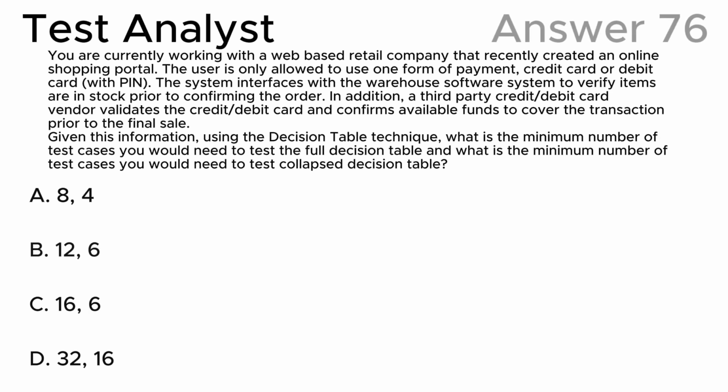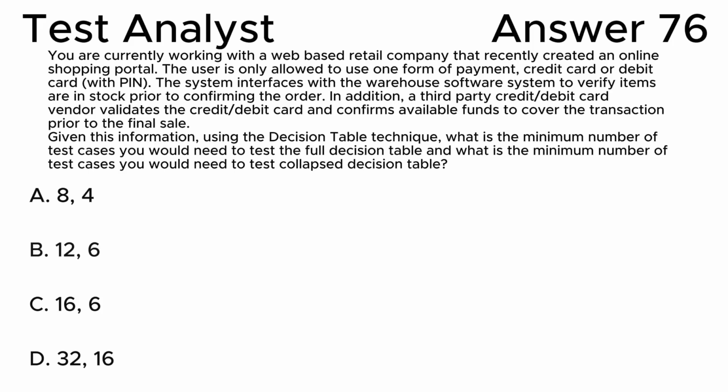According to the ISTQB syllabus, in decision table testing, we should define all conditions. There are 4 conditions. 1. Valid credit card. 2. Valid debit card. 3. Valid PIN. 4. Funds OK. The number of test cases in the full decision table is 2 to the power of 4, which is equal to 16. In principle, this number only appears in answer C.